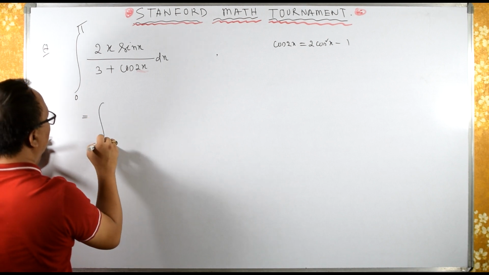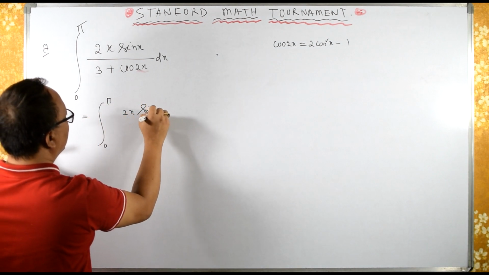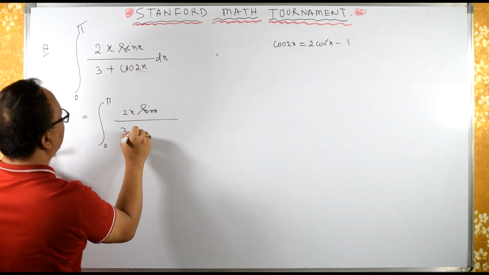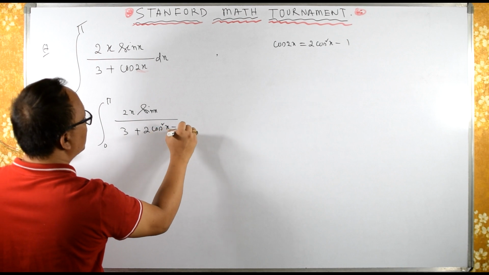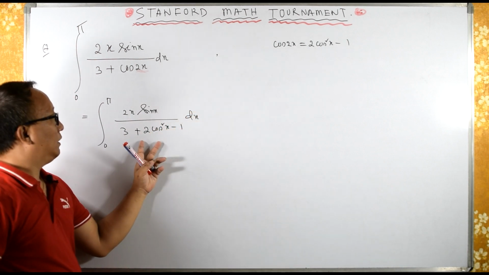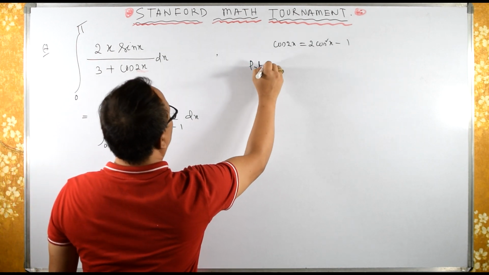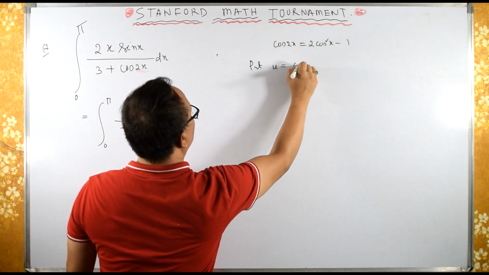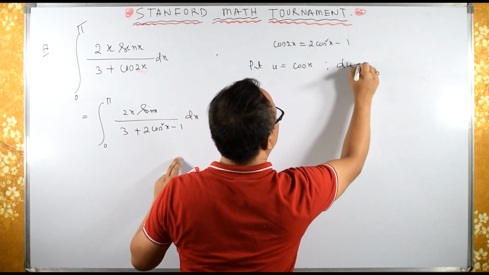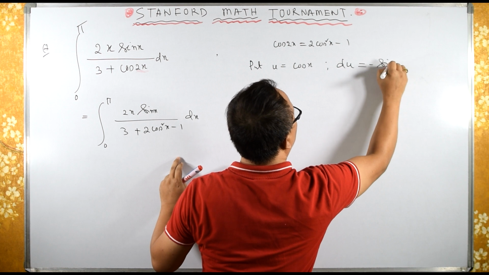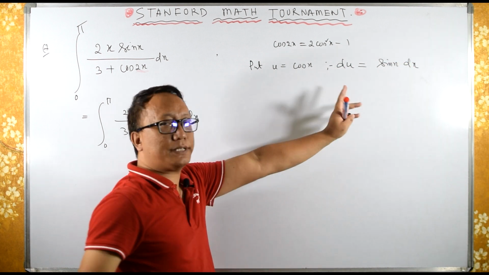This is the integral with limit 0 to pi of 2x sine of x upon 3 plus cos 2x, I can write 2 cos square x minus 1, dx. So I am just using the formula. Now let's substitute u equals cos of x. Then my differentiation: du equals differentiation of cos, which is what? Minus sin x dx. So minus du equals sin x dx.